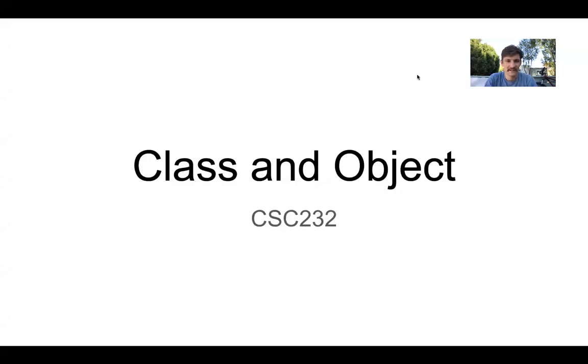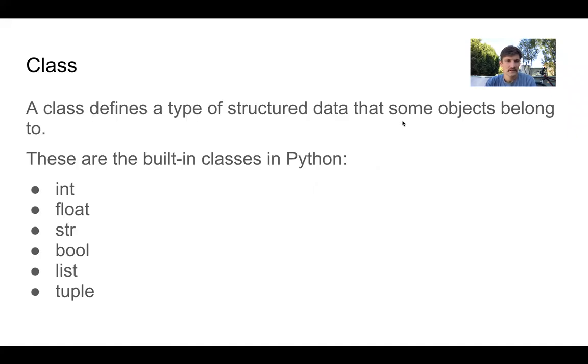Hello, everyone. Today's lecture is about classes and objects in Python. So what is a class? A class is some type of structured data that some different types of objects belong to. So remember, in Python, everything is an object.